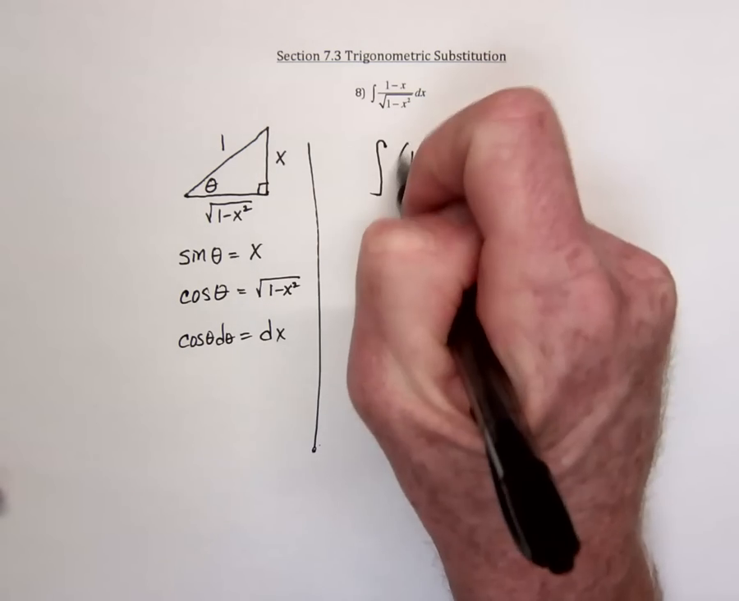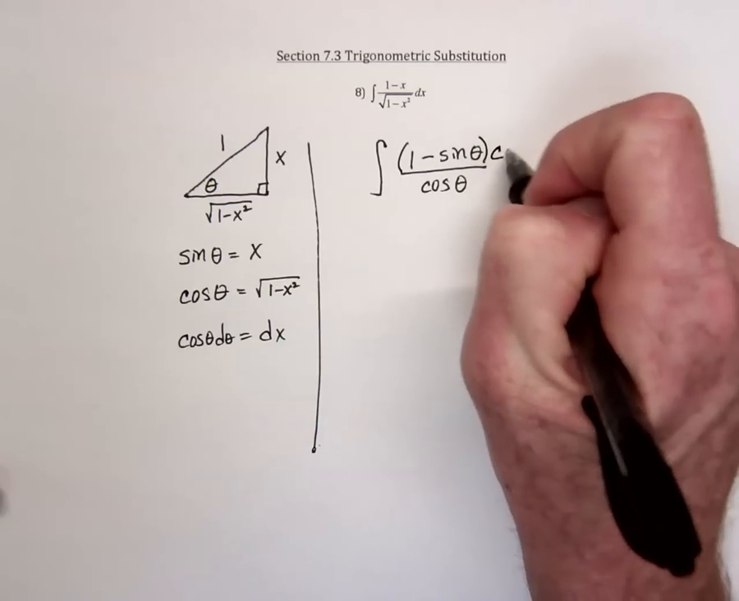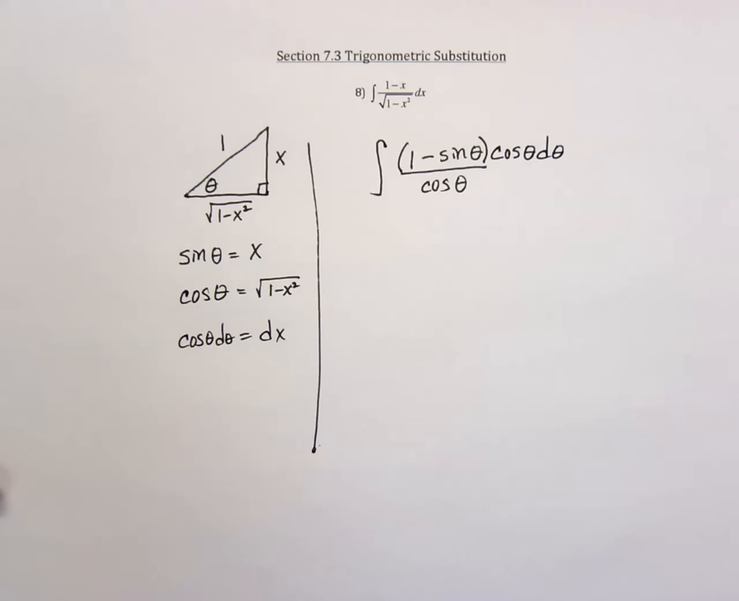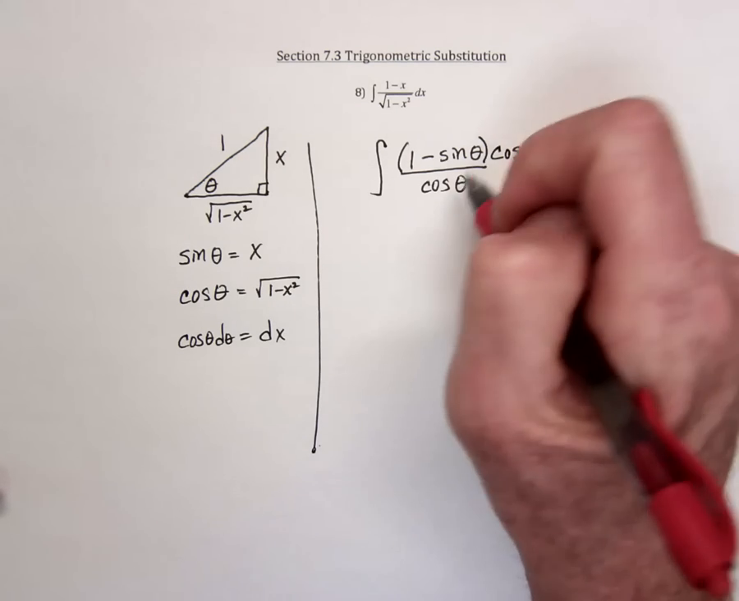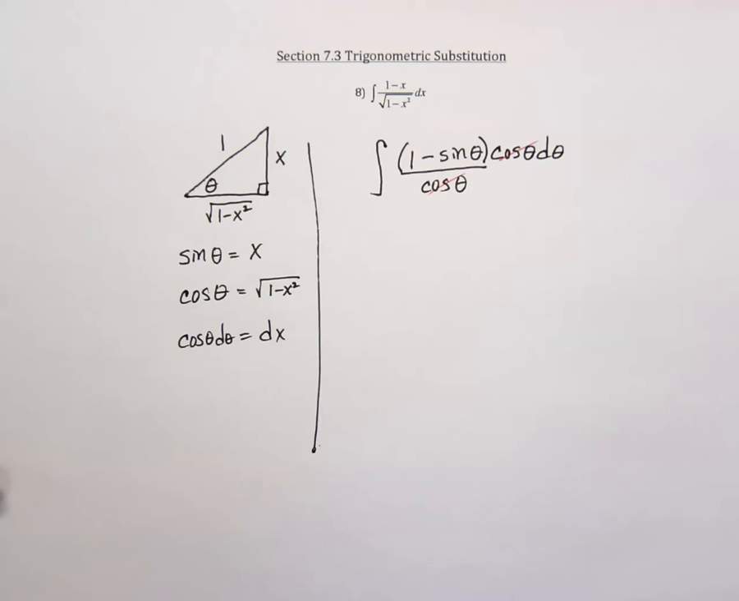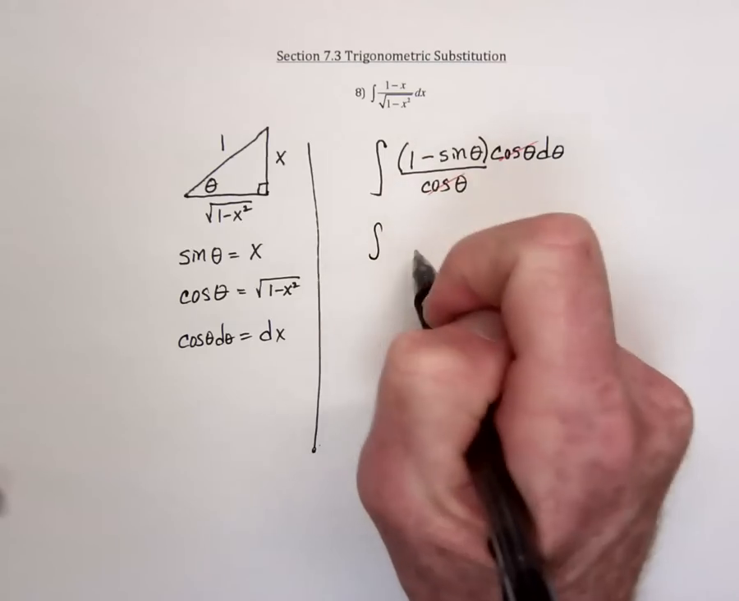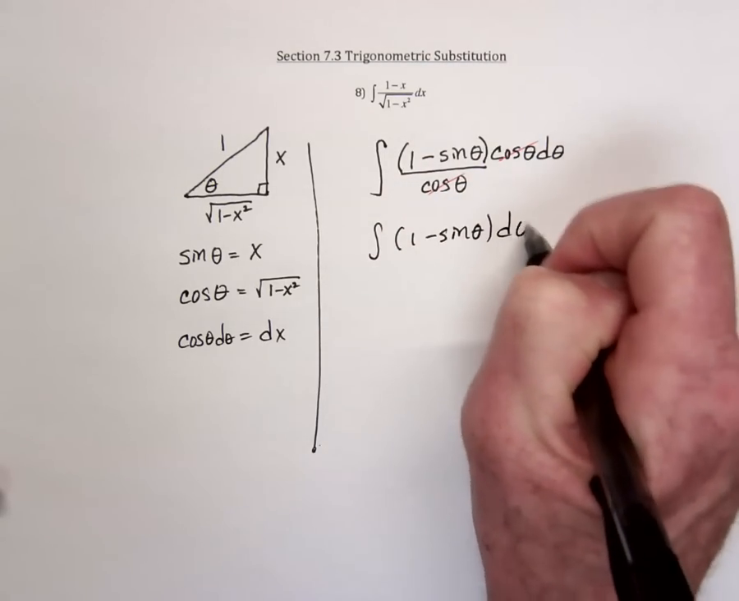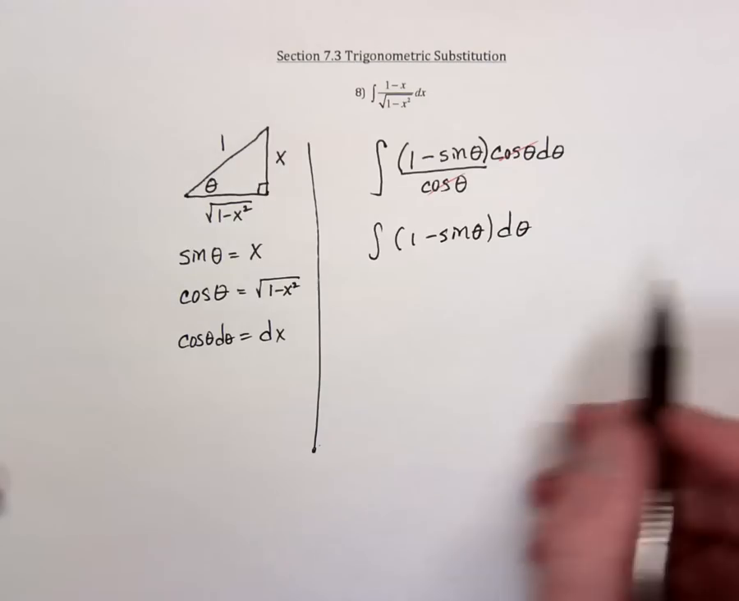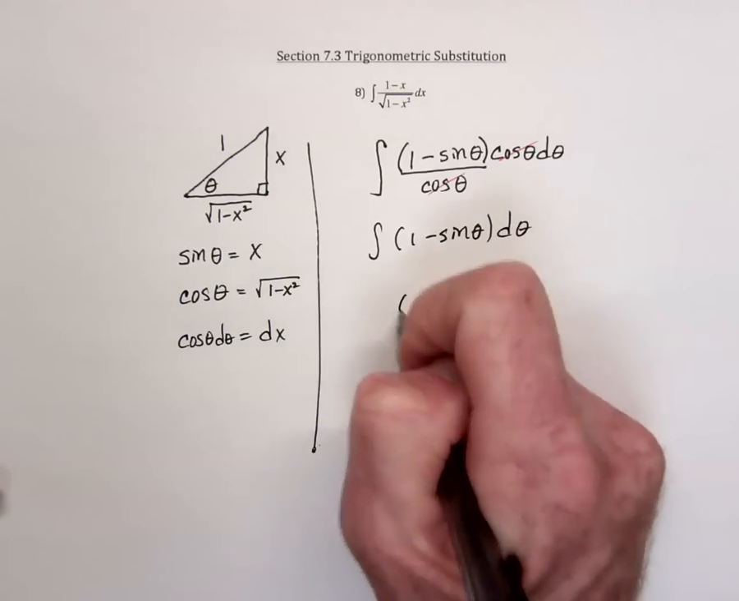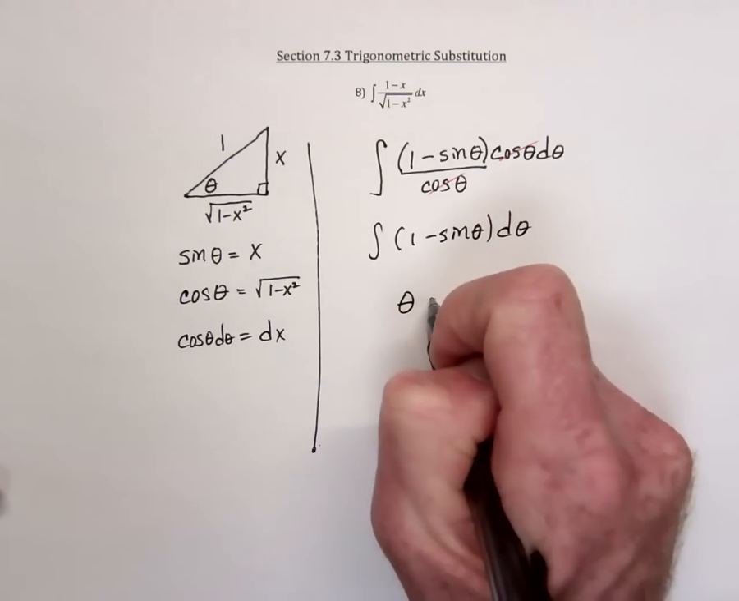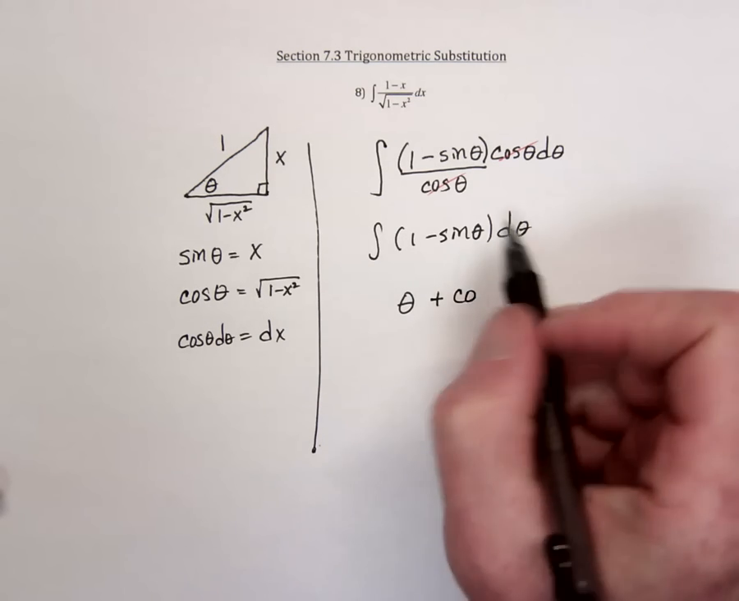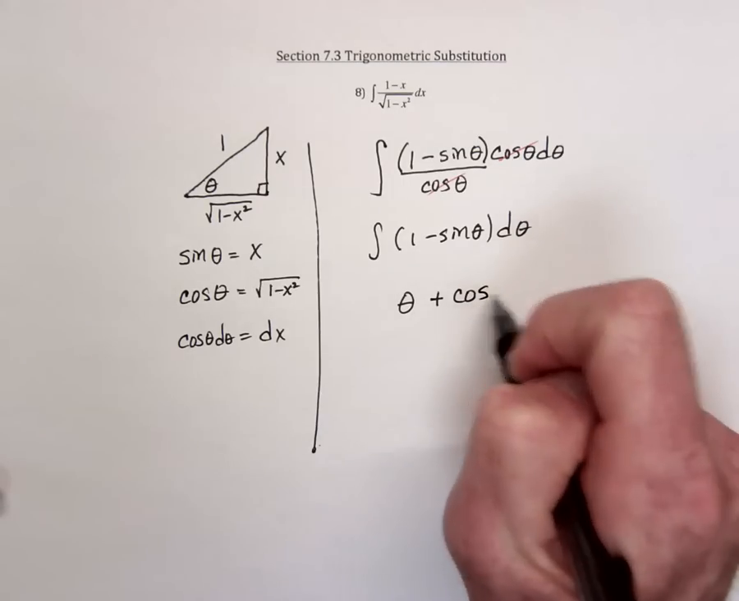dx is this. So that's going to be dx gets replaced with cosine of theta d theta. And then these cosines will cancel. So all we need to integrate is a 1 minus sine of theta. Since we're integrating with respect to theta, the antiderivative of 1 is theta, and the antiderivative for negative sine is positive cosine.